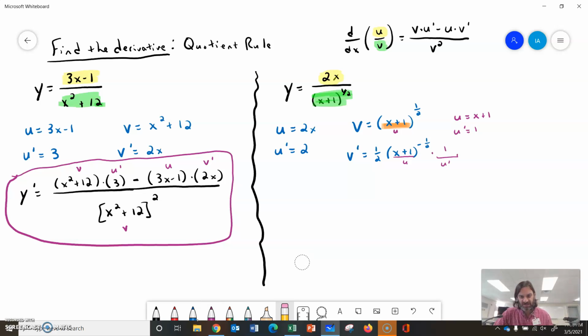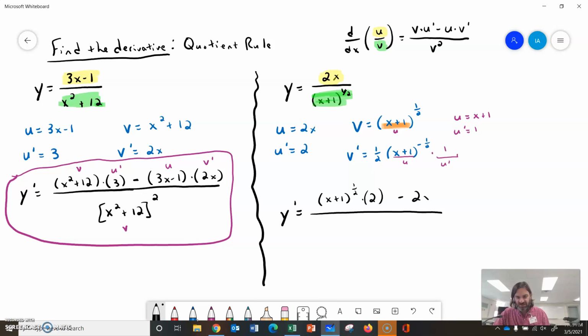Okay. So with that, let's put all that together. Y prime, let's make our fraction. V, which is x plus 1 to the 1/2, times u prime, which is 2, minus u, which is 2x, that's the u from my product rule, times v prime, which is 1/2 times x plus 1 to the negative 1/2. And I know all that can be cleaned up as well, but I'm just going to leave it alone. All over v squared. So v was x plus 1 to the 1/2.